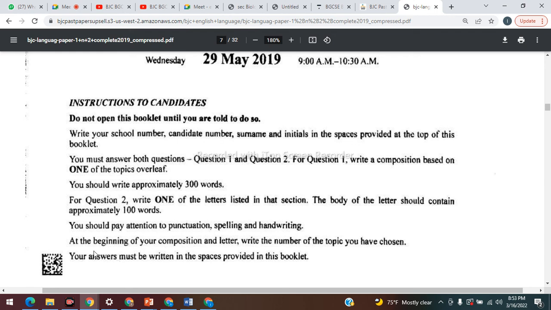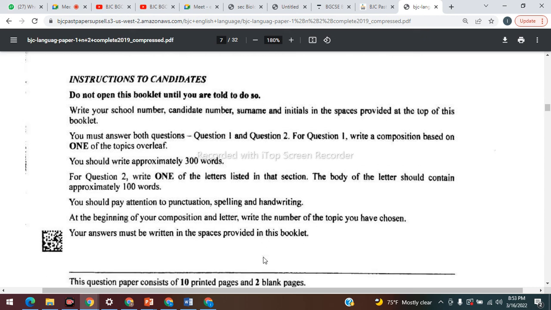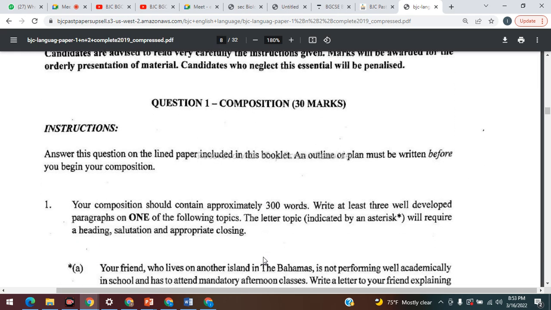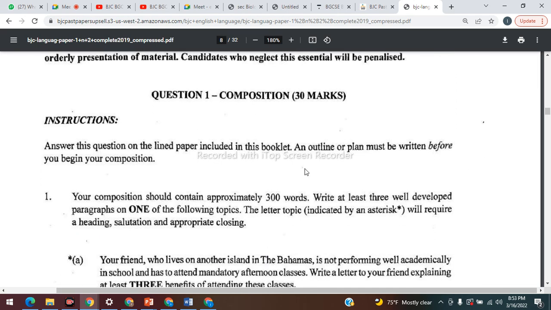At the beginning of your composition and letter, write the number and topic you have chosen. Your answers must be written in the space provided in the booklet. Okay, good. So this one says, very important, answer this question on the lined paper included in this booklet, and an outline or plan must be written before you begin your composition. So write a plan at the beginning, then write the essay.